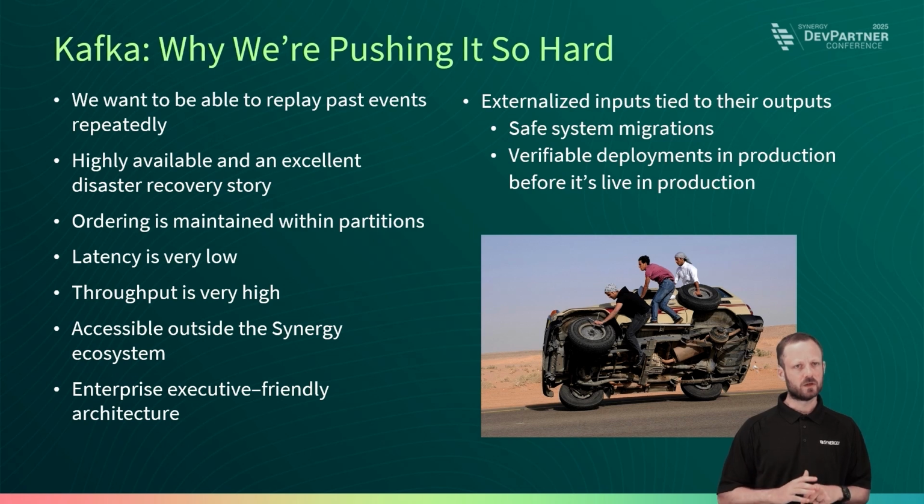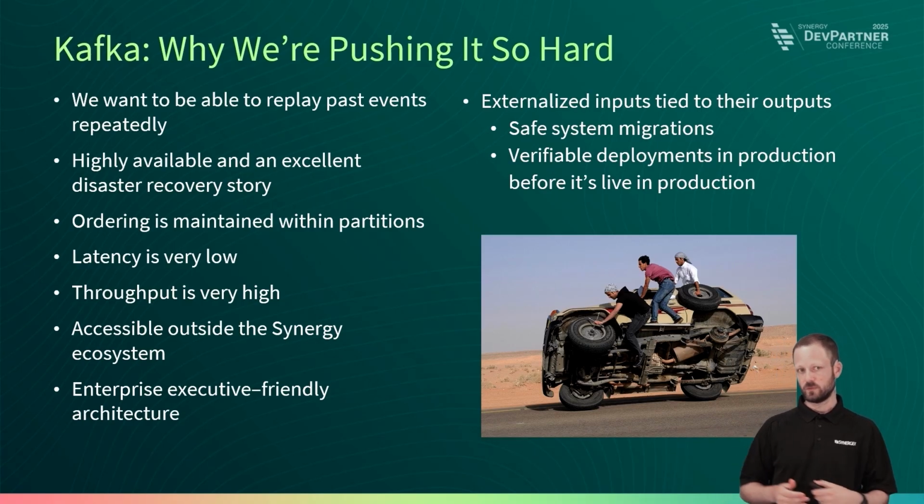Latency is very low in Kafka, and throughput is very high. These two things are often at odds, but in the broader Kafka ecosystem they get brought together, and we end up being able to process messages very quickly, and in a very wide fashion. So latency is low, throughput is very high.